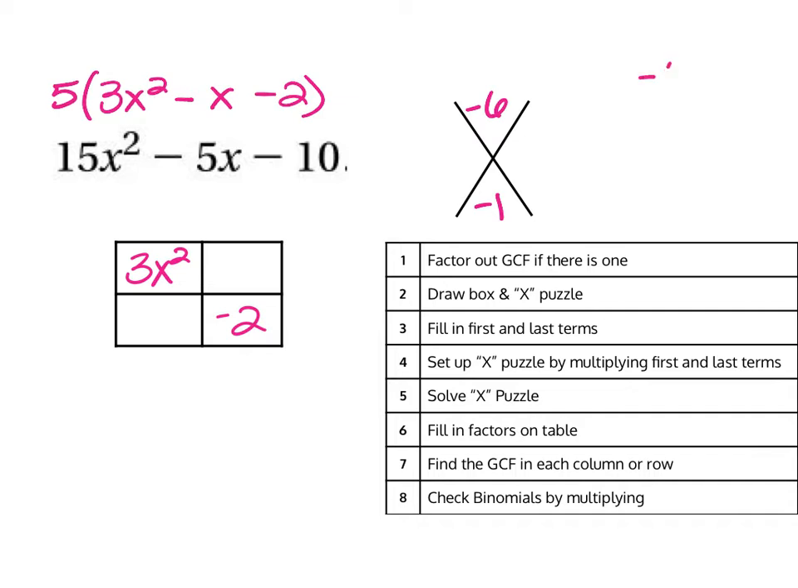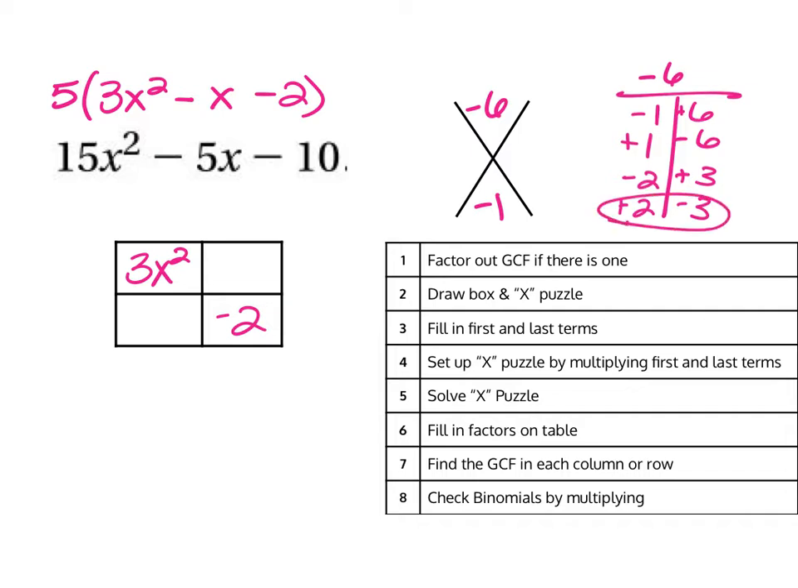So if I need factors of negative 6, we have negative 1, positive 6. We have positive 1, negative 6. We have negative 2, positive 3. And we have positive 2, negative 3. So I need my sum to be a negative 1. So it looks like this is going to be our best bet. So we're going to have a positive 2 and a negative 3. So when I go to fill this in, I'm going to have a positive 2x and a negative 3x.